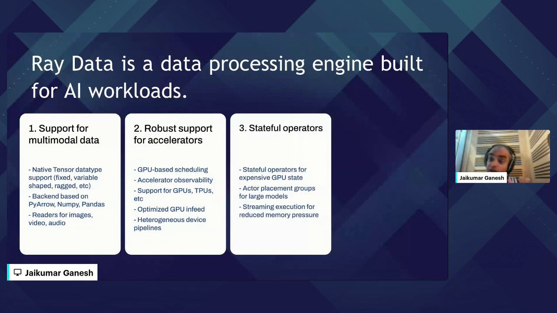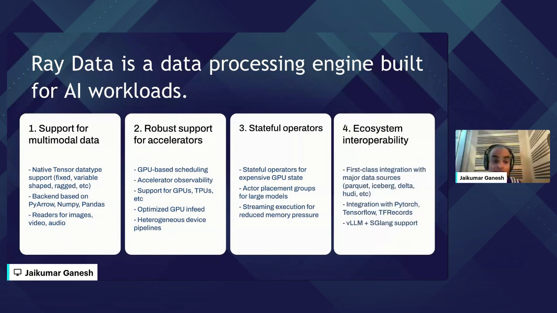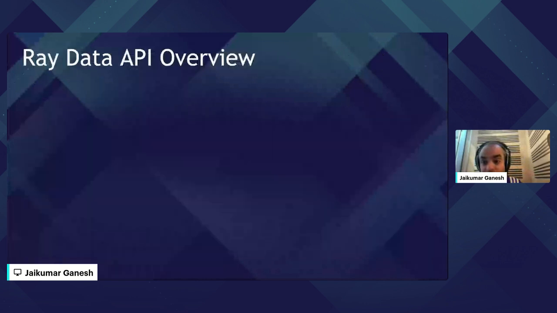Because it's built on Ray Core, the popular compute framework, the operators are stateful. We can do things like streaming execution to reduce memory pressure. I'll get into it in more detail. And there's ecosystem interoperability. We work with all the major data sources: Hudi, Delta, Iceberg, Parquet, with PyTorch, TensorFlow, and all the LLM serving engines, like vLLM for batch inference.